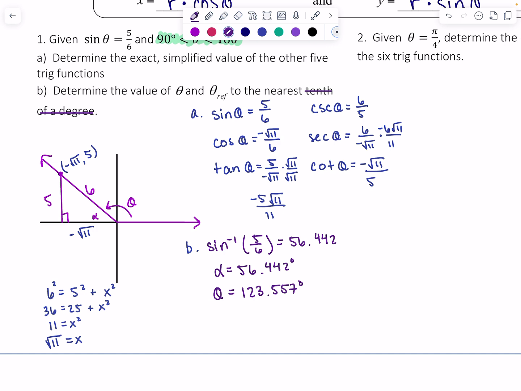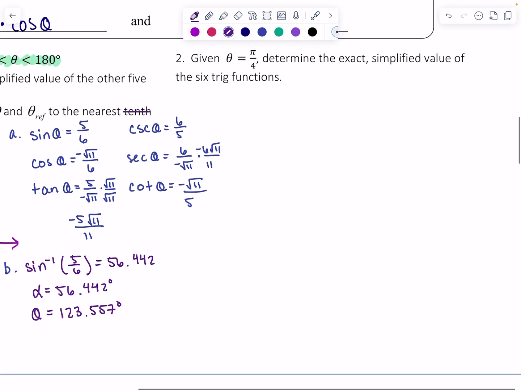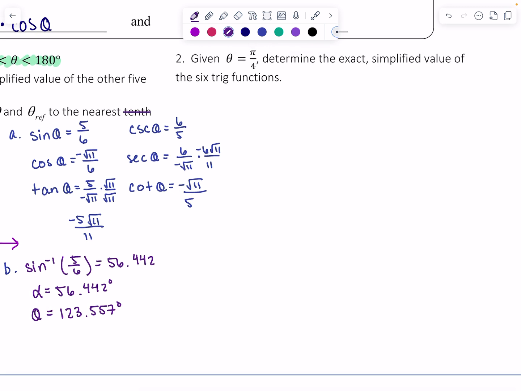Okay, so making sure that you're distinguishing between your reference angle and what actual theta is, depending on what quadrant it's in. All right, let's try that again with, given that theta is pi over 4, we're doing the simplified versions of our 6 trig functions. Once again, sketches are your friends.